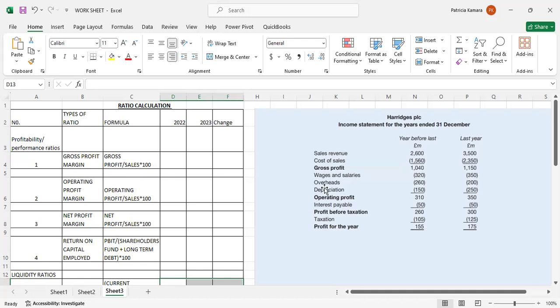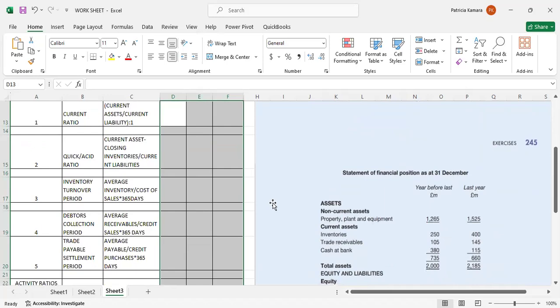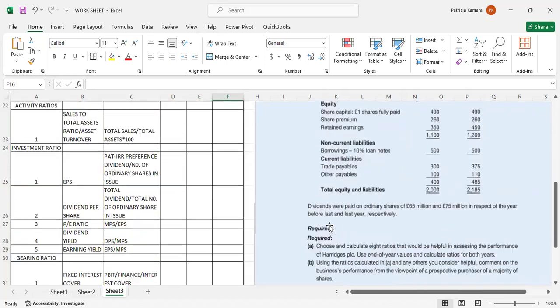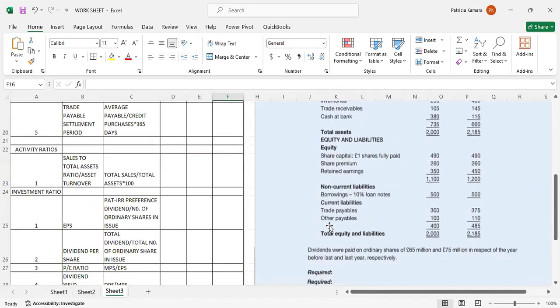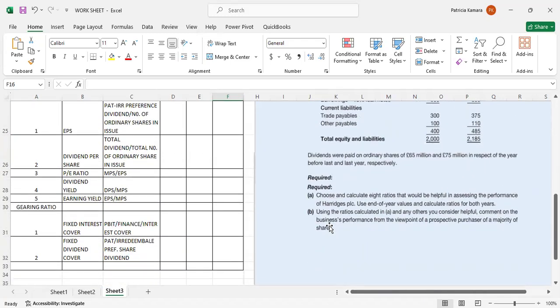So we've been given some financial statements, both our income statement and the statement of financial position. And you can go through and see the figures. And then we have been required to calculate each different type of ratio. And then part B is also saying that using the ratios that we have calculated, we should, from the perspective of an investor or a purchaser, be able to advise.